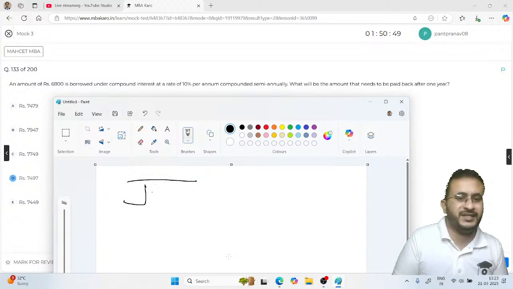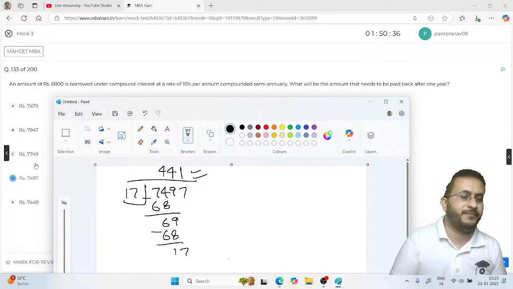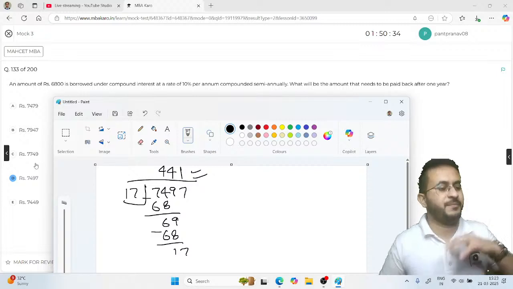अगर suppose हमने 7497 को check किया होता, 7497, So 17 into 4 is 68. 6 which is 69. 4 times that is 68. 117. So 4 for 1 divide over. So that is our answer. But exam में दोनों check नहीं करना है.